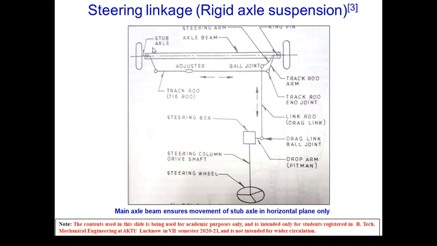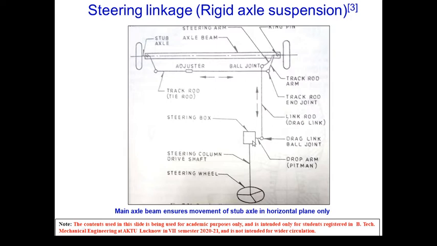Attached rigidly to the other end of the link rod arm is the stub axle on which the road wheels are mounted. Each stub axle has a forged track rod arm rigidly bolted to the wheel axis. So the other ends of the track rod arms are connected to the track rod by means of ball joints. So the steering gear provides the mechanical advantage.